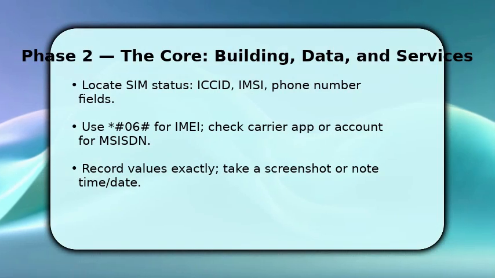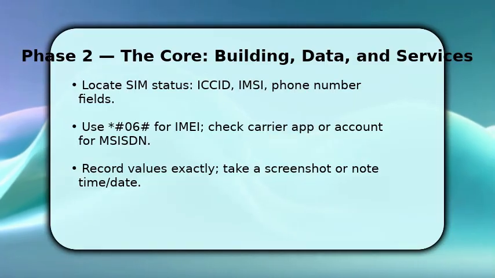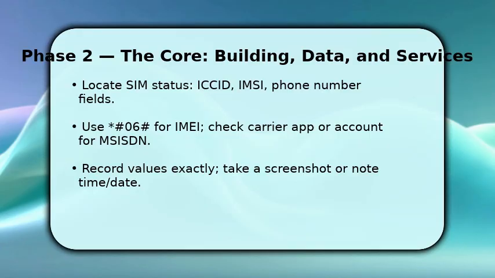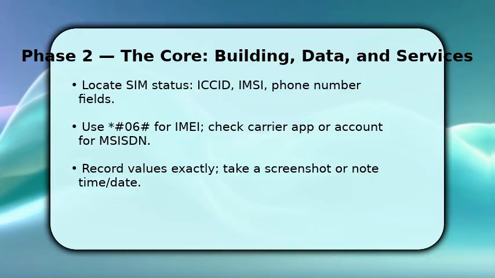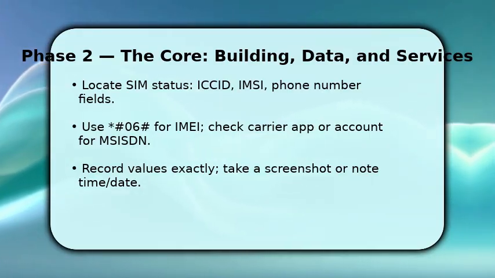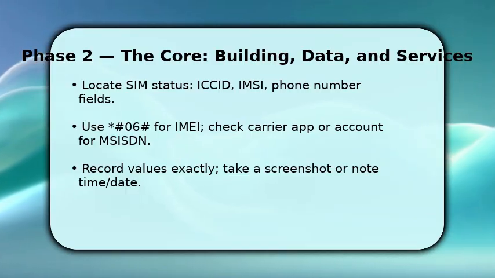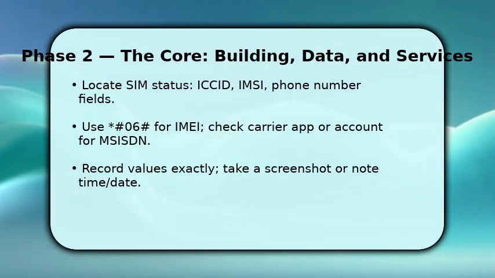You now extract the detailed identifiers. Open SIM status to copy ICCID and IMSI and check the phone number field for the MSISDN. If settings doesn't show everything, dial *#06# to display IMEI, which helps with carrier lookup.